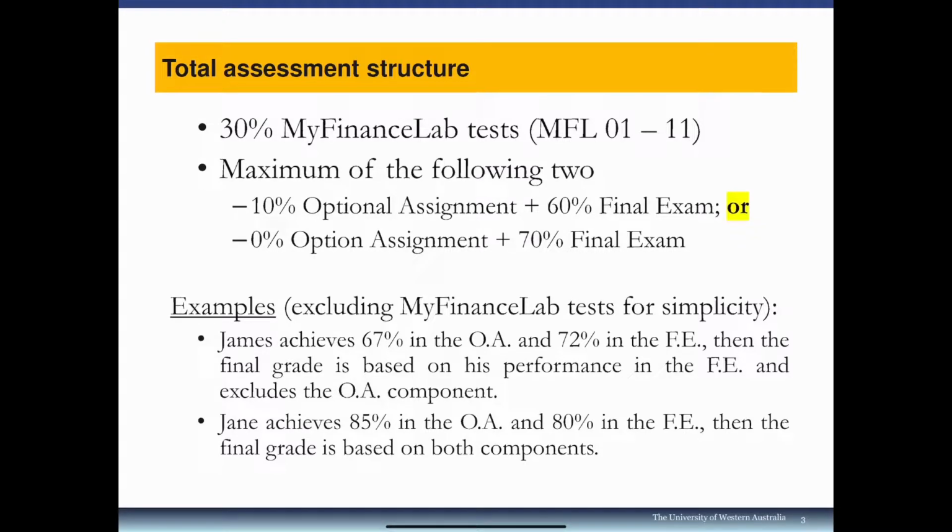So it depends on how you do in these two components. If you achieve a higher percentage in the final exam, then this 70% is going to be based just on your final exam. But if you achieve a higher percentage in the optional assignment, which is very likely the case given that you have a chance to get 100%, then it will be 10% on the optional assignment and the remaining 60% goes to your final exam, right?